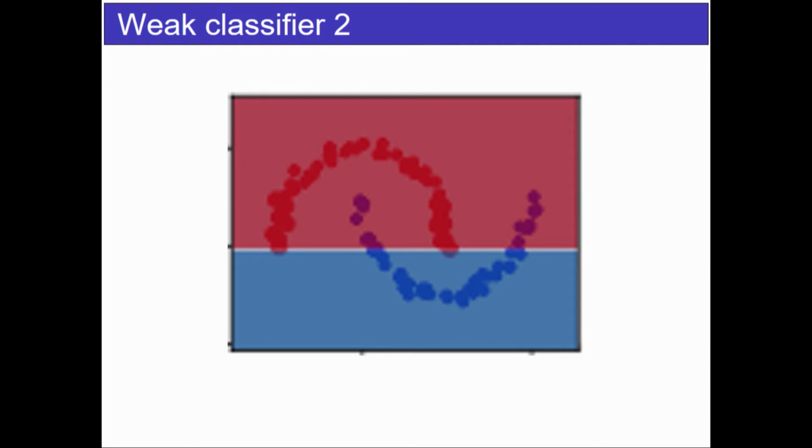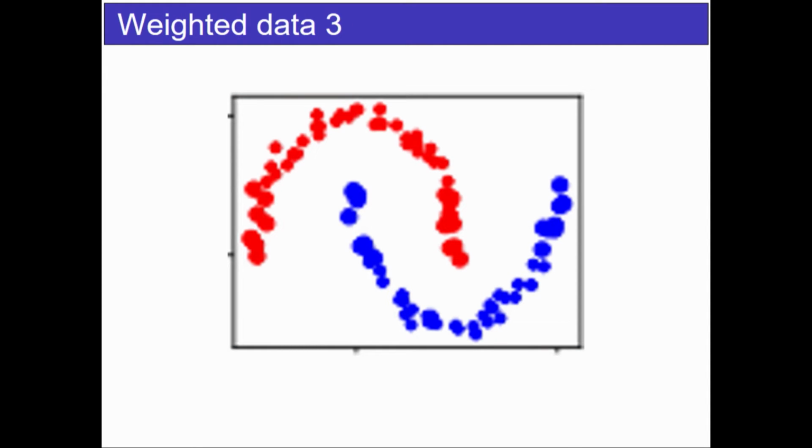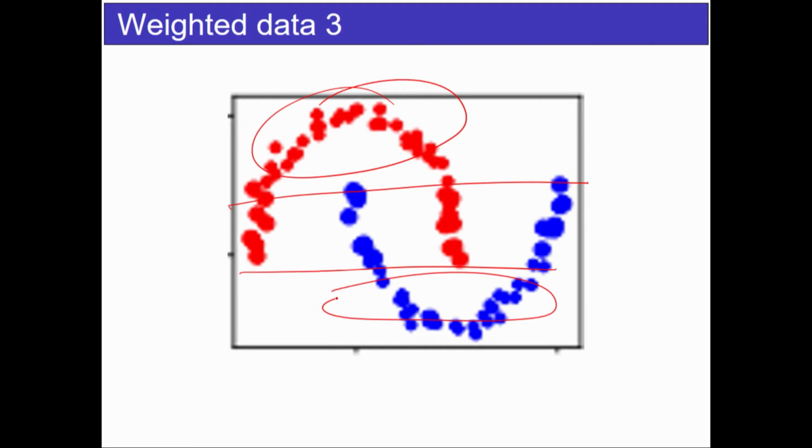And now, okay, what all have you gotten wrong now? These you have gotten wrong. So the weight of these must increase. So now, at the end of it, you have these four sets of points. Now you have had two weak classifiers. These points and these points, both classifiers have got right. Of these four sets of points, one classifier has got right, one got wrong. So that's the idea, okay?